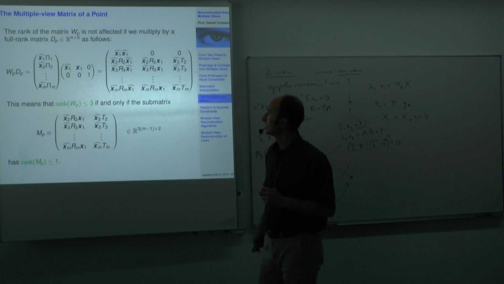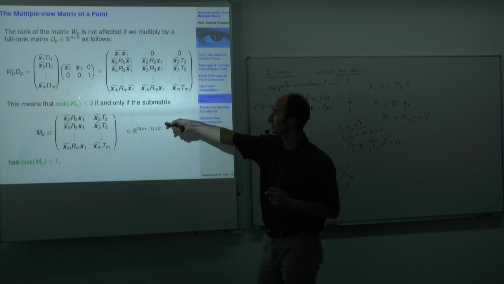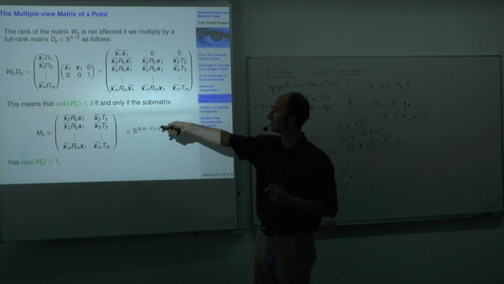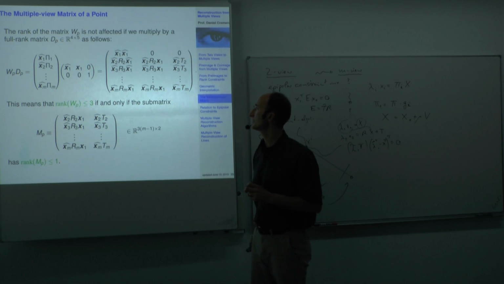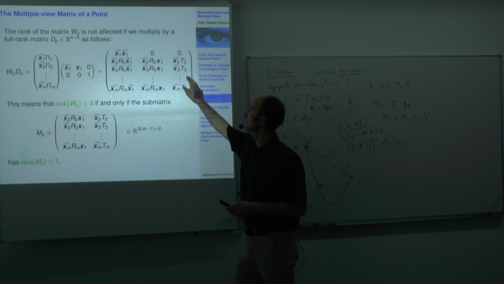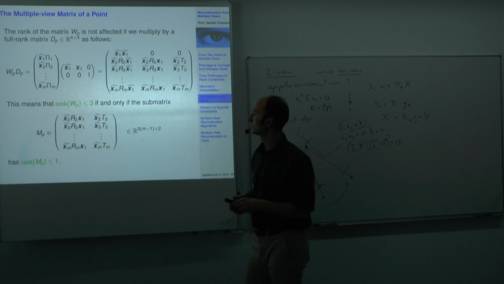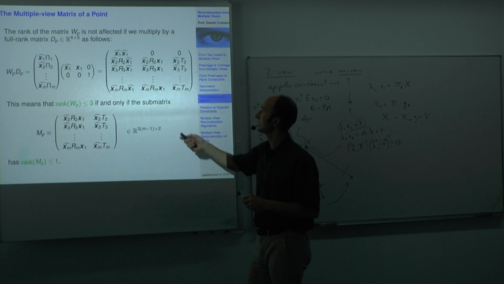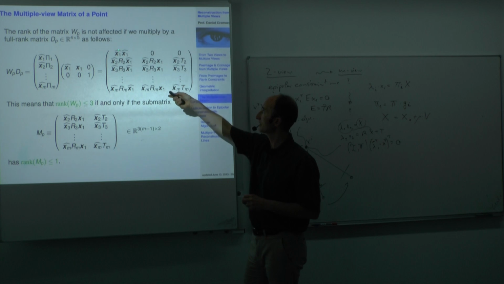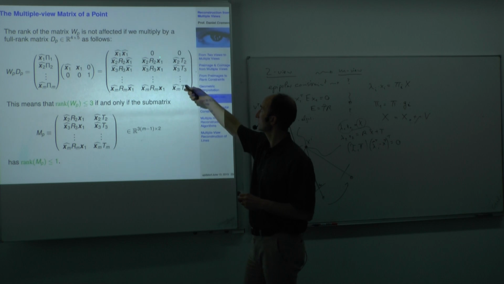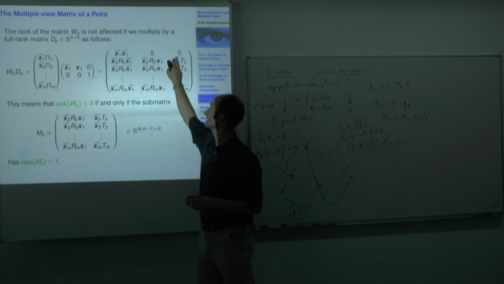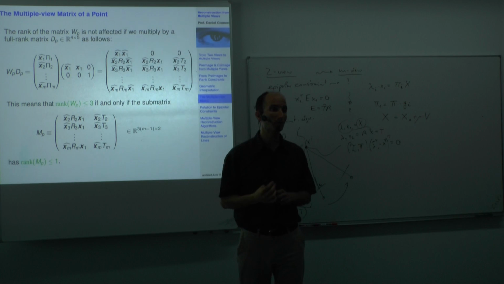And then you can show that the rank constraint on WP, saying the rank of WP should be at most 3, can hold if and only if that submatrix down here has a rank less than 1. Why is that? Because this contributes a rank of 2, and clearly since you have 0 and 0 here, it's linearly independent from the remainder here, and that means this submatrix can only contribute one more linearly independent row.